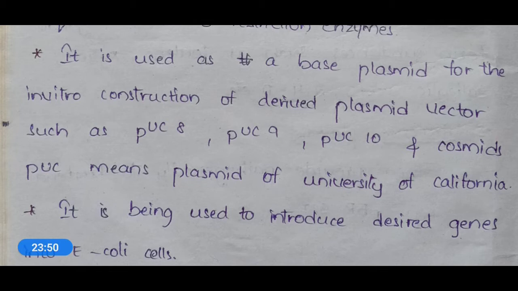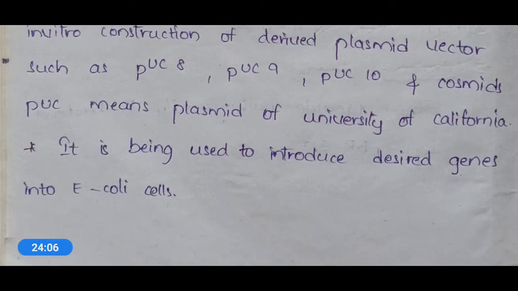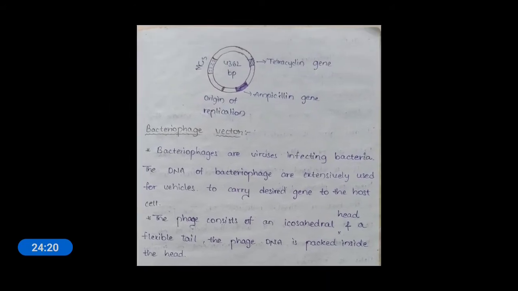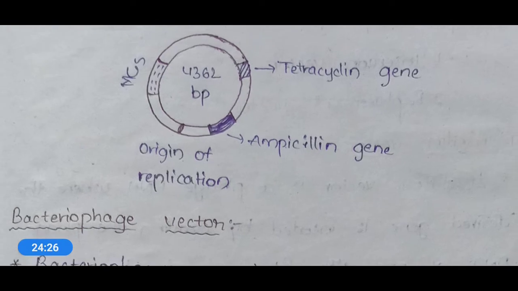Here pUC means plasmid of University of California, where this pUC series of plasmid vectors were developed. And this pBR322 is being used to introduce the desired gene into E. coli cells. You have also seen the diagrammatic representation of this pBR322. So this is all about plasmids.